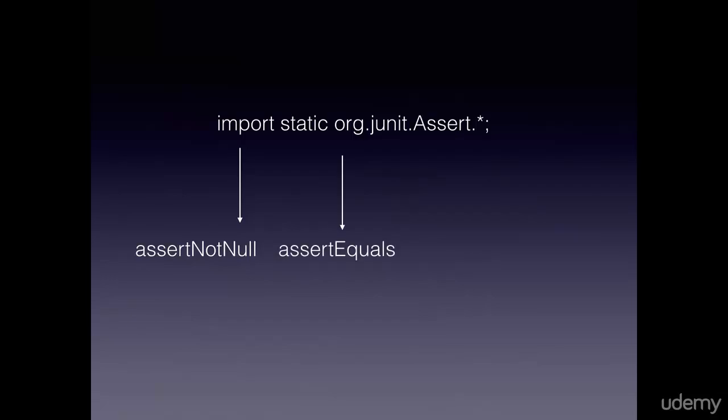Similarly, assertEquals checks for the values of two objects. assertSame checks for the references of two objects. There are several other assertion methods in the Assert API which you can play around with to compare the actual results versus the expected results.